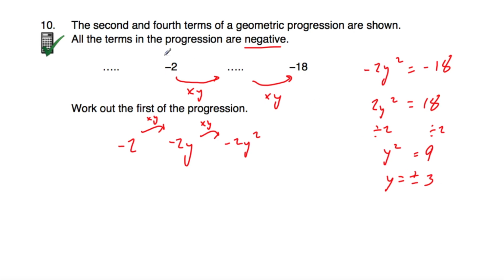Now it can't be equal to negative 3, because if we had negative 2 and we multiply that by negative 3, that's going to give us 6, but we're told that all terms are negative, so it means that y would have to be equal to 3 here. So we'll go times by 3, times by 3, times by 3, and so on.